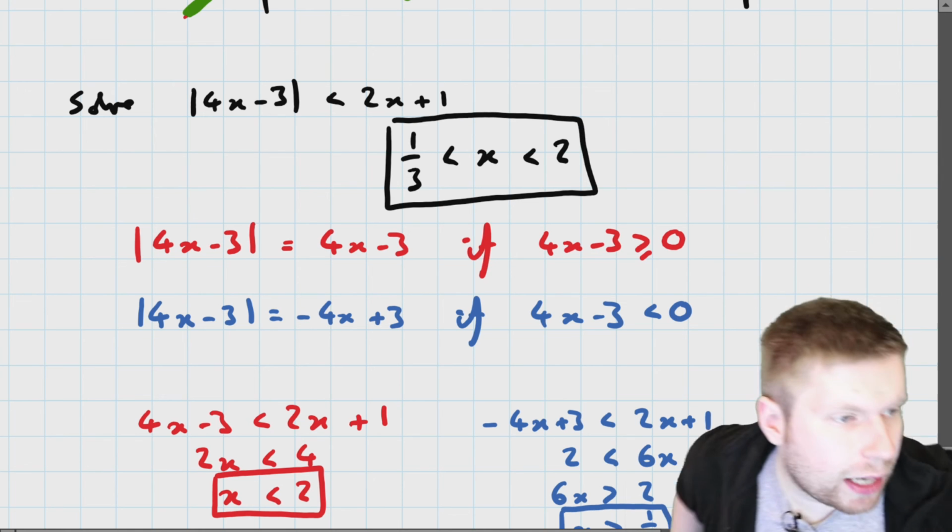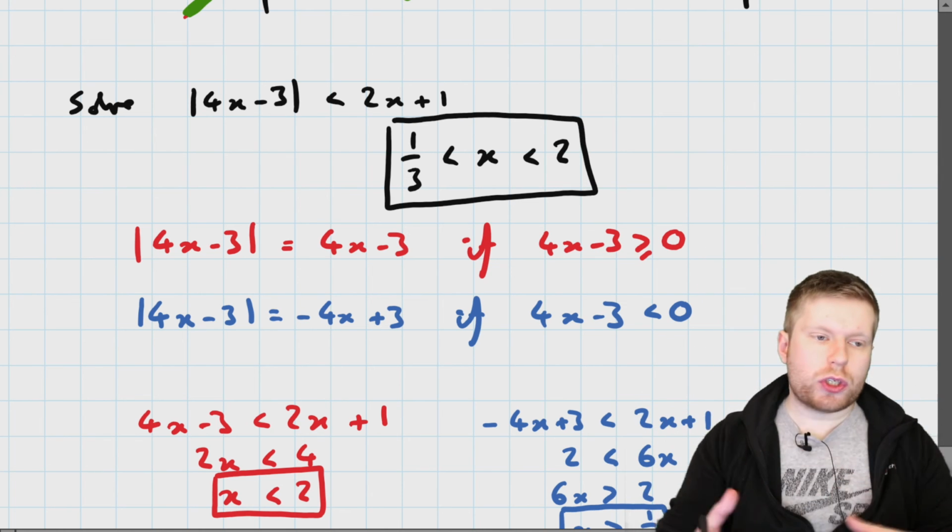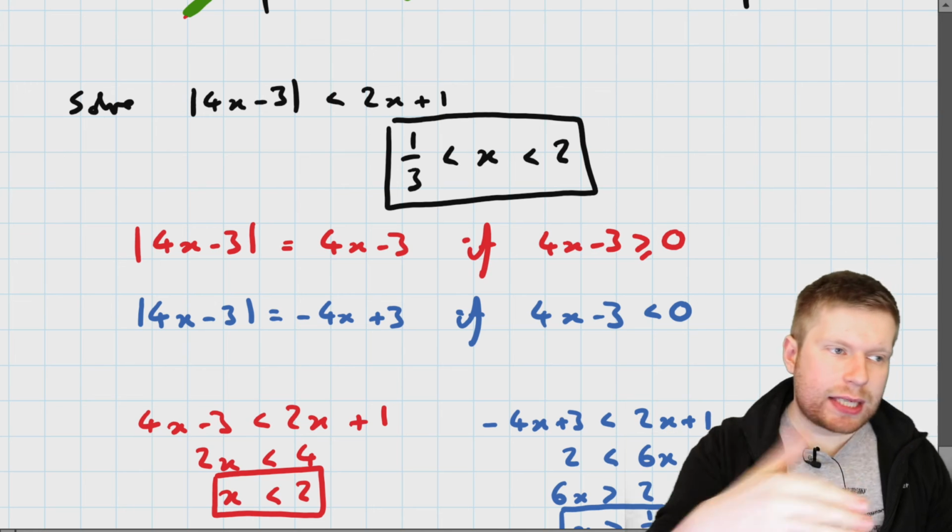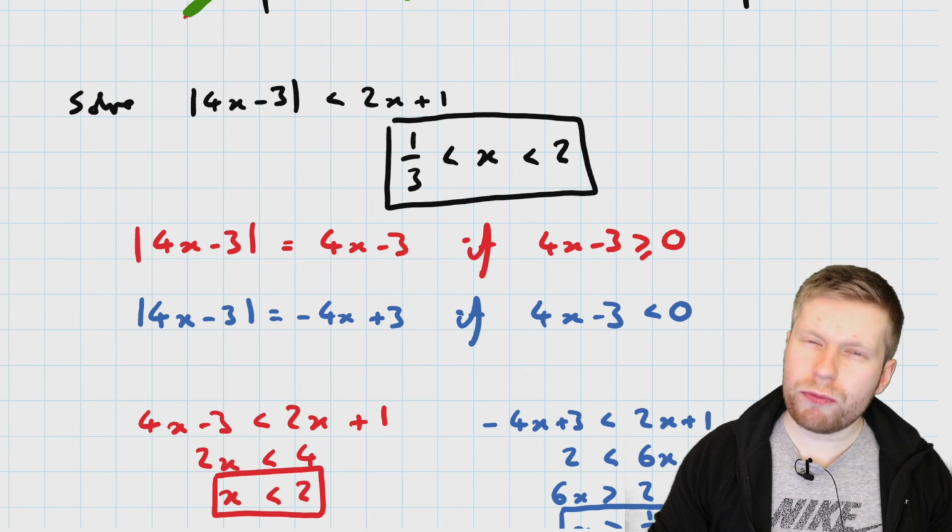So if I stick in any value, as long as it's between 1/3 and 2, but not including those two things, that would satisfy that inequality. Okay, so hopefully that makes sense.